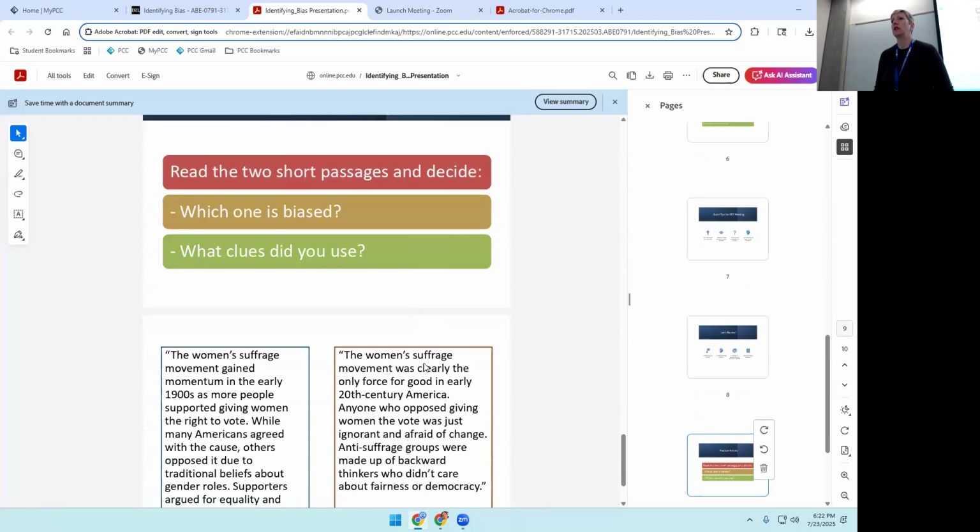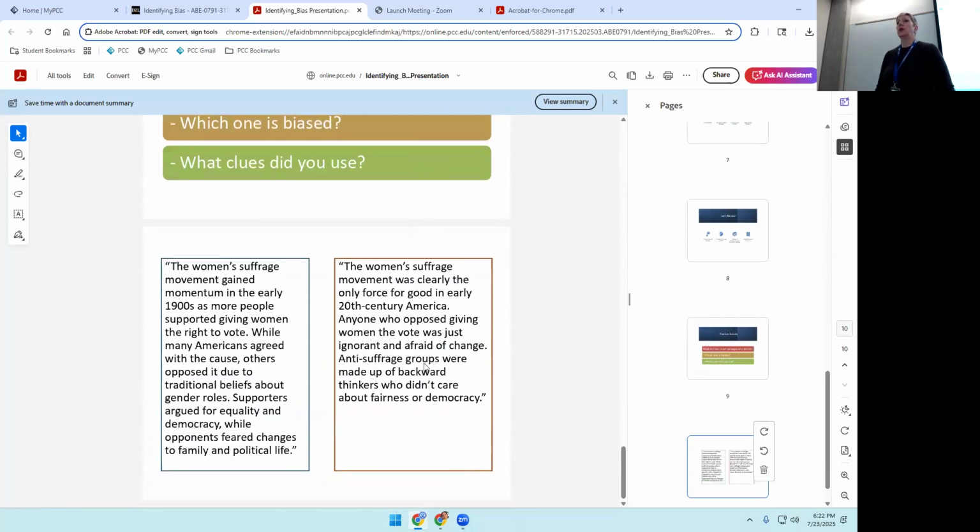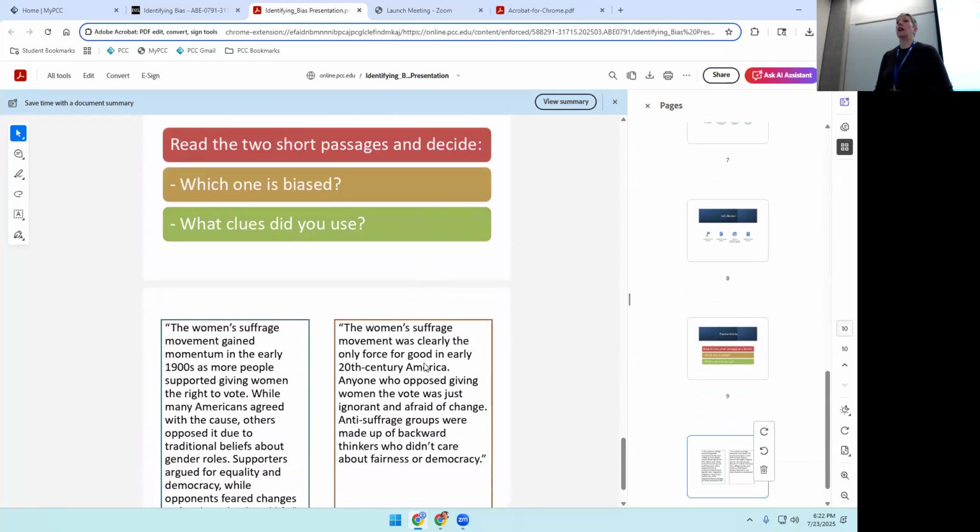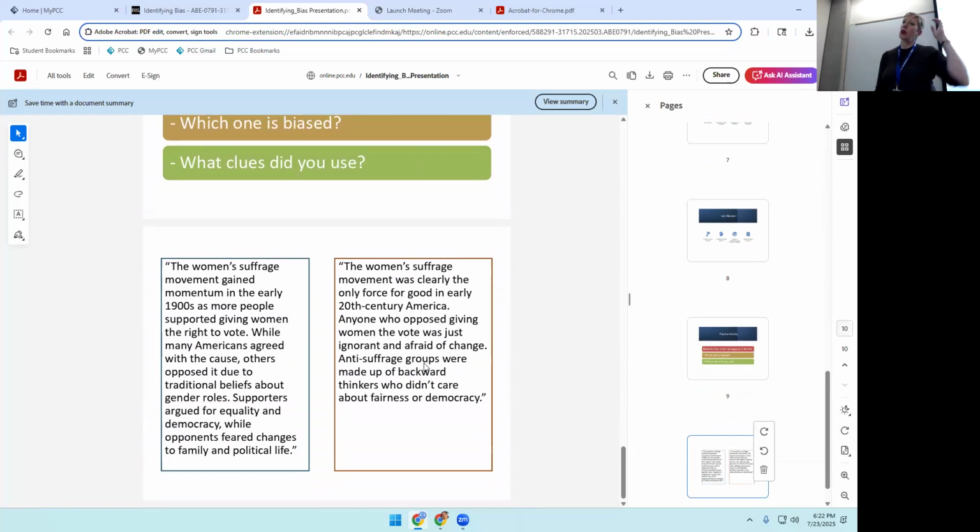All right, let's read these two and see what we think. Which one is biased and how do you know? Anybody want to read this first one? Okay. The women's suffrage. Here's a great question. What's suffrage? Anybody know? Did you see the word suffrage on your social studies test? It very frequently comes up on social studies tests. Suffrage means the fight for a woman's right to vote. Suffrage is the women's right to vote.